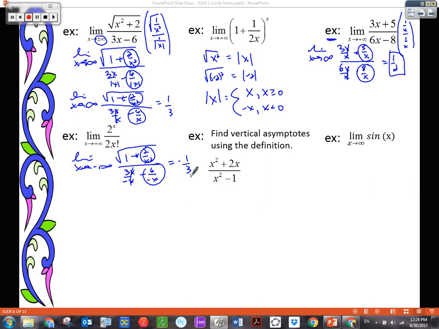Those two, yes ma'am. You have 2 answers to that. When we're going to positive infinity, it's 1/3. Negative infinity, it's negative 1/3. Okay, and I've even seen it where they've been reversed. So, are we okay?